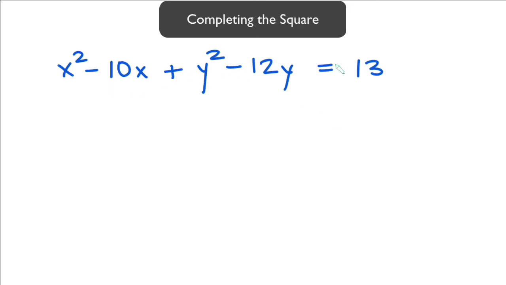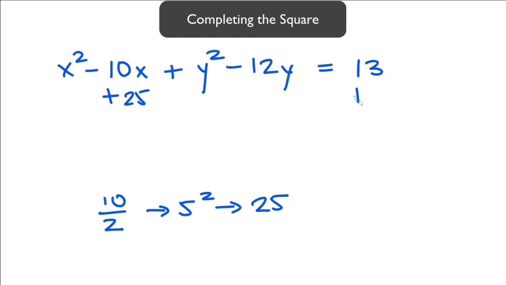Now, completing the square can also be used to find the center and the radius of a circle. You're going to do the same idea again. Because you've got x here, you take the number in front of x, which is 10. And then the same thing, you divide by 2, you get 5. And then you square the 5 to get 25. Now you add 25 to both sides here, like so.